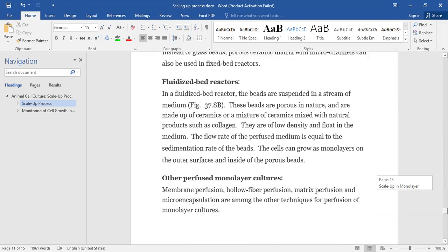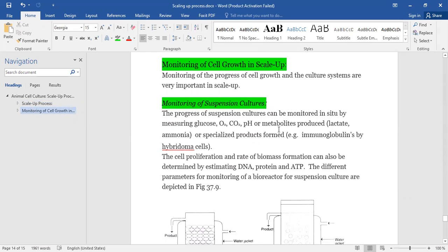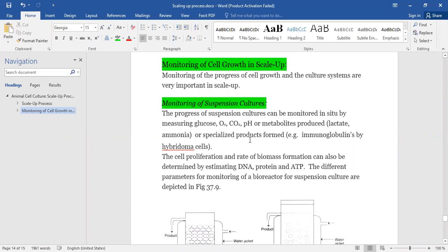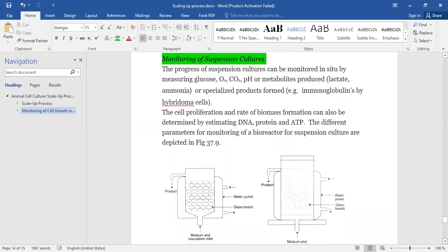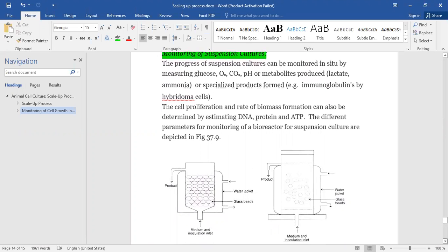Now we discuss the monitoring of cell growth in the scale up. The first is monitoring of cells in the suspension culture. The progress in the suspension can be monitored in situ by measuring the amount of oxygen, carbon dioxide, pH, and some metabolites. Similarly, we can analyze the amount of DNA, protein, and ATP produced in the process, which will determine the presence of viable cells. So by analysis of these parameters, we can monitor the suspension culture.